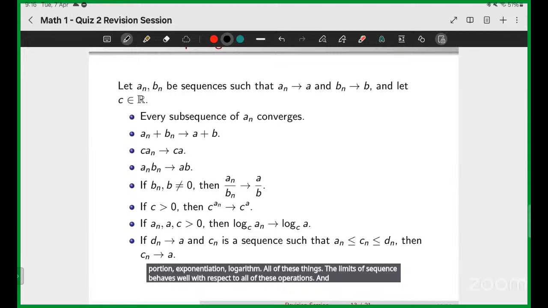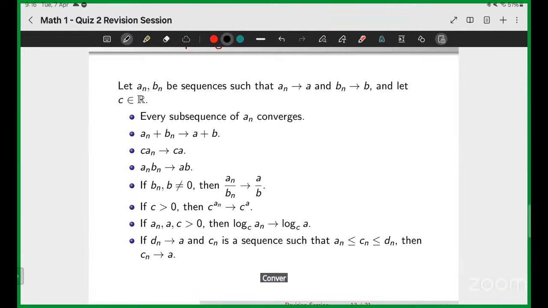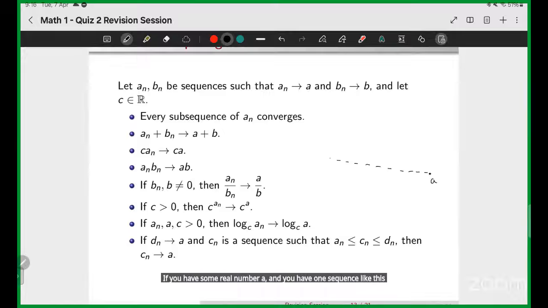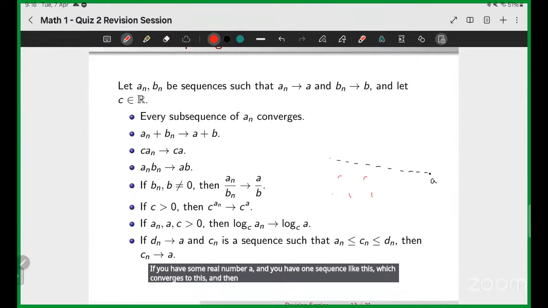And then there is the sandwich lemma, which says if I have a sequence which is sandwiched between two sequences, both of which converge to the same limit, then this thing in between also has to converge to the same limit. It's like if you have some real number a and you have one sequence like this, which converges to this, and then you have another sequence, whatever it may be, eventually it will go there.